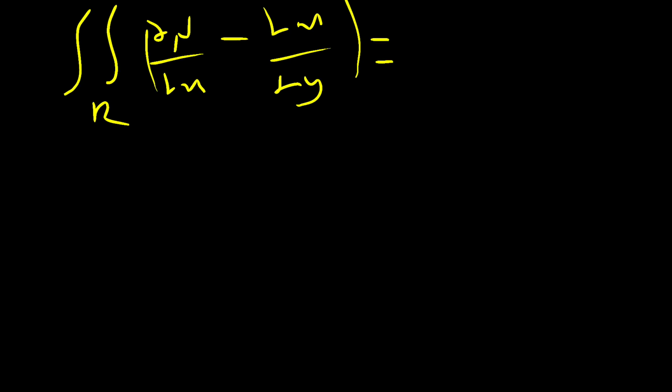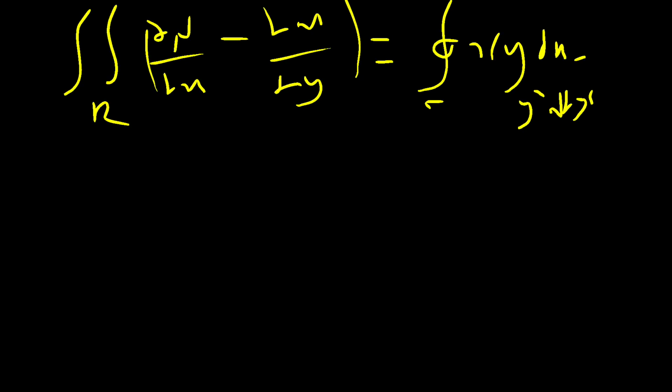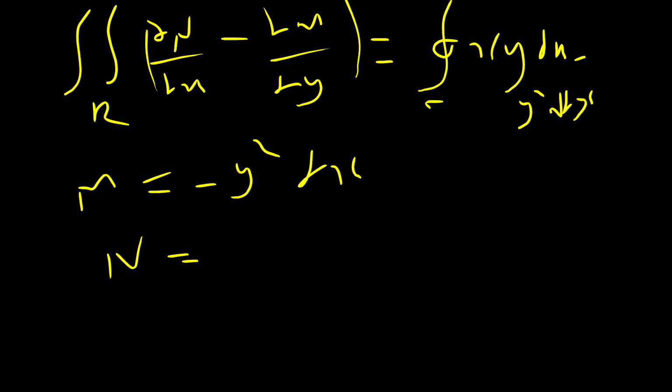What we are saying, this is the same as the closed region of xy dy minus y squared dx. So if you know this, then it will mean that we can get the partial derivatives from here. You can see our M here is actually negative y squared dx, and we can see that our N here is actually xy.